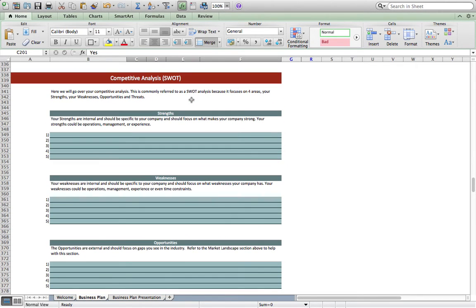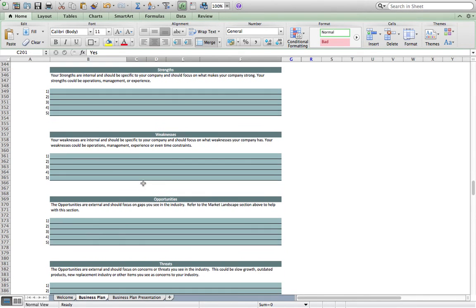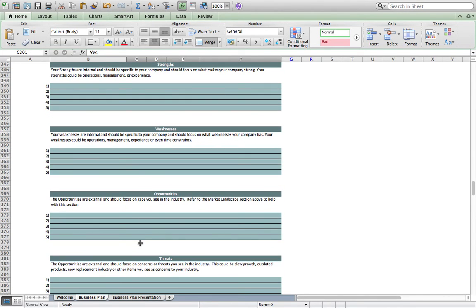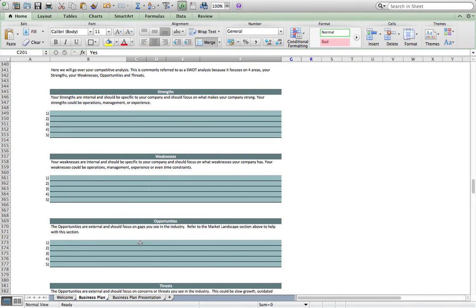The next we have the competitive analysis. This is really important. Many business schools or business students have gone through these exercises. Some are better than others, but the important thing that you want to do here is look at your strengths and weaknesses. Your strengths and your weaknesses are internal, while your opportunities and threats are external.